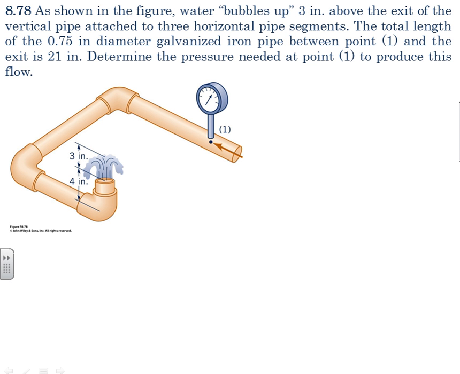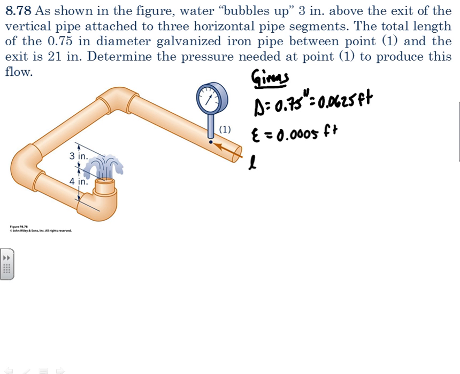All right, so let's jot down all of our givens. The diameter is 0.75 inches, which is equal to 0.0625 feet. We know it's galvanized piping, so we look up on the chart for the roughnesses given in Chapter 8 that the roughness for galvanized iron is 0.0005 feet. The total length of the piping is 21 inches, or 1.75 feet. We're trying to find the pressure P1.